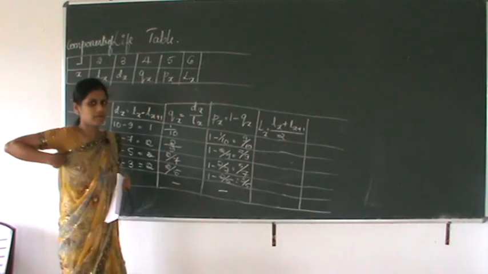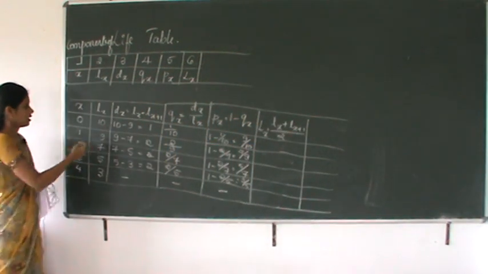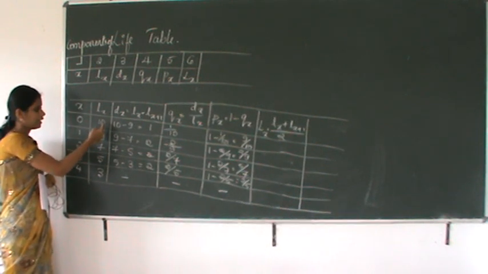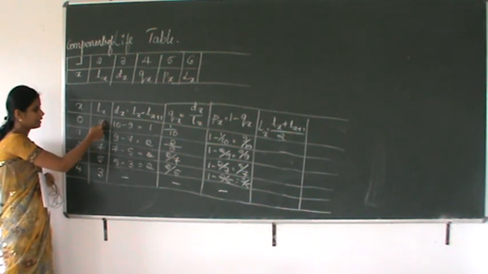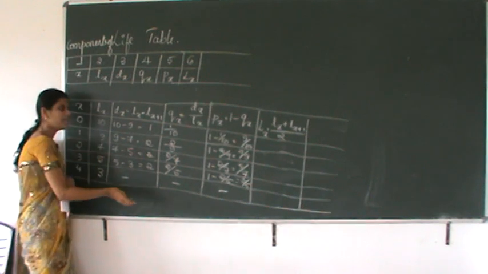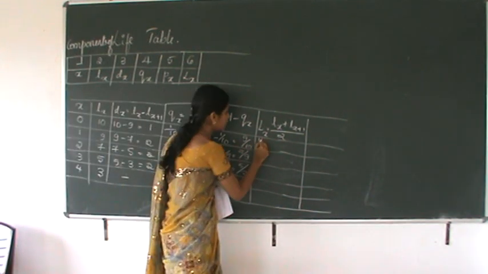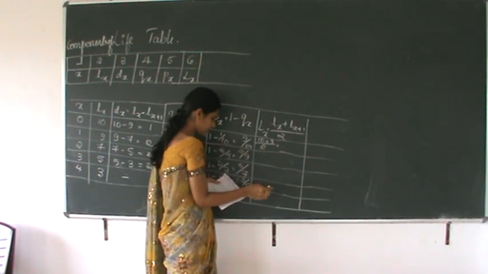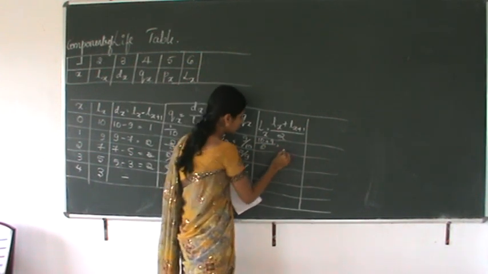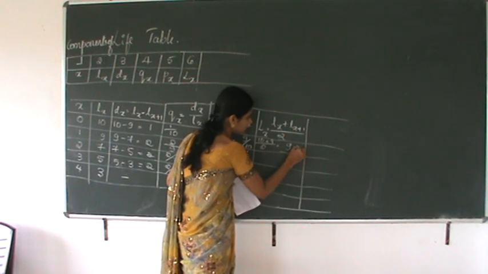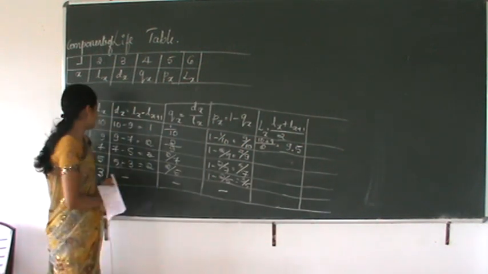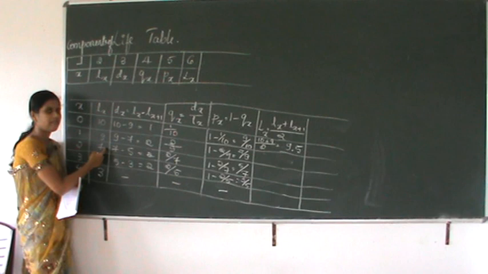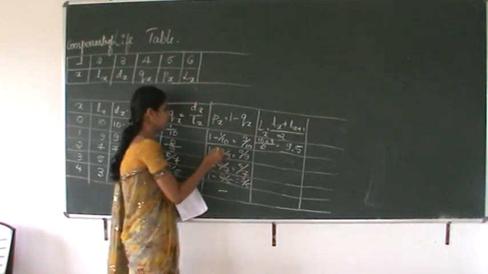So now we will calculate the average number of persons. Lx is 10, Lx plus 1 is 9. 10 plus 9 divided by 2. It is nothing but 19 divided by 2. It comes to 9.5. Next, 9 plus 7 divided by 2.